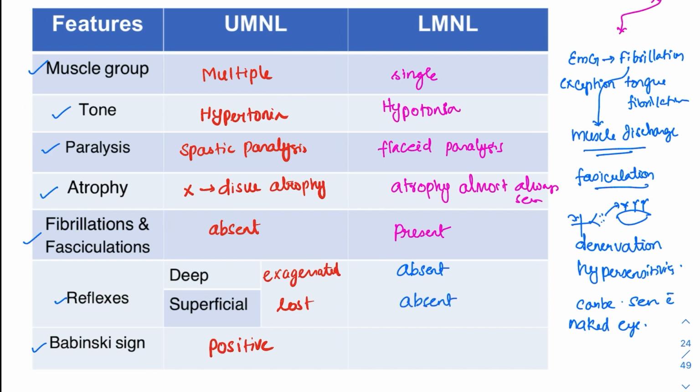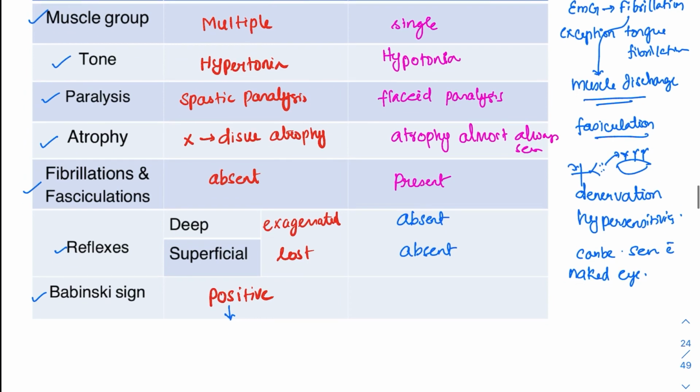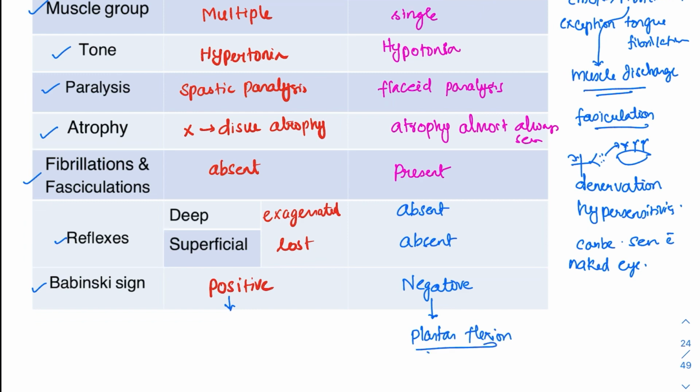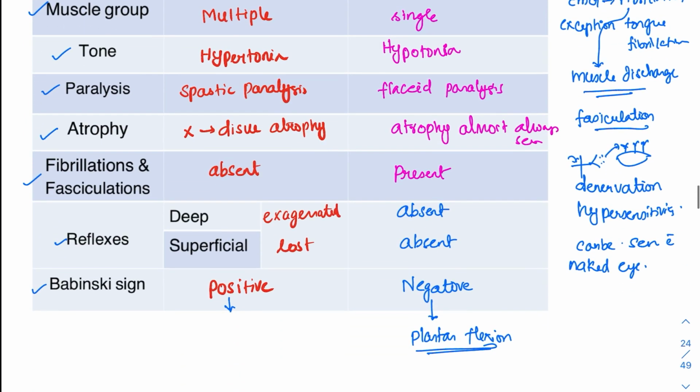Babinski sign in case of an upper motor neuron lesion: what is Babinski sign? Scratching the lateral aspect of the foot will cause the positive sign. The normal reflex is Babinski negative. Normally we don't have the Babinski sign, which is negative. This negative is nothing but plantar flexion. This is the normal response we expect in a normal person. The same thing will happen in case of a lower motor neuron lesion also.